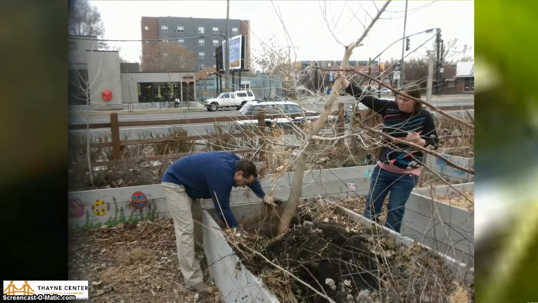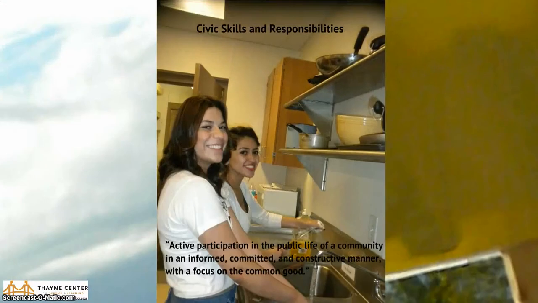So finally, let's discuss civic skills and responsibilities. Service learning is about civic engagement. It is important to teach students about being engaged citizens in their communities and their role in a democratic society. As a part of a service learning framework, students are taught how to be engaged in their communities in ways that impact sustainable change. Civic engagement can be defined as active participation in the public good of a community in an informed, committed, and constructive manner, with a focus on the common good.